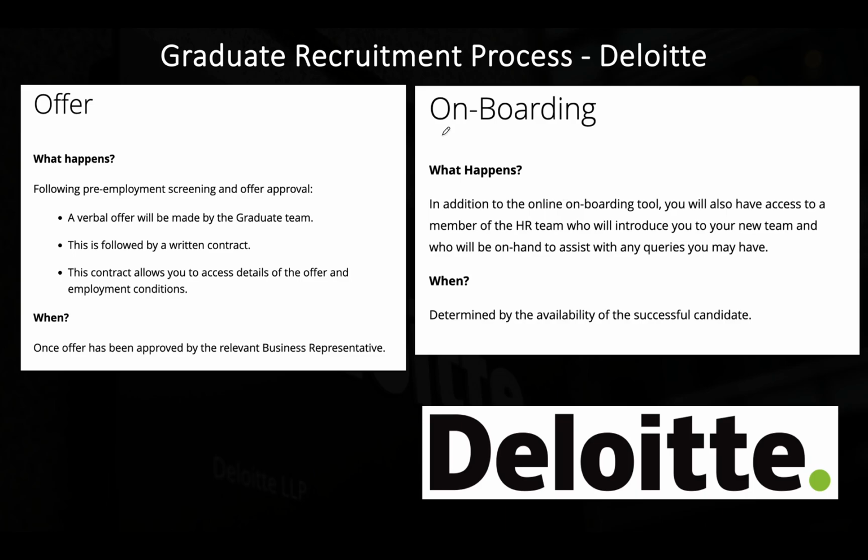So onboarding is a term about joining a company. This will be your induction process. This will be initial staff training.